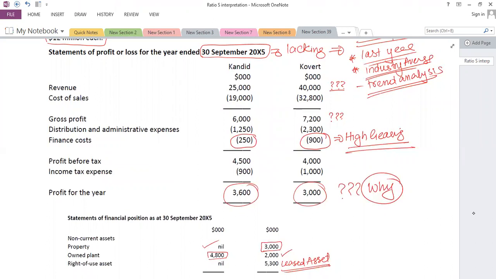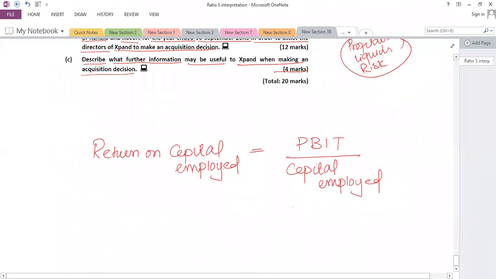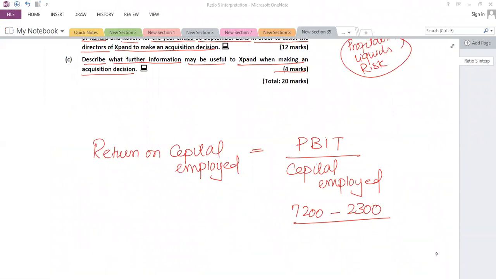So my profit before interest and tax is basically before interest. So it's 7,200 minus 2,300, right? So it's 7,200 minus 2,300. So this is the profit figure given in the question. You can easily find out.